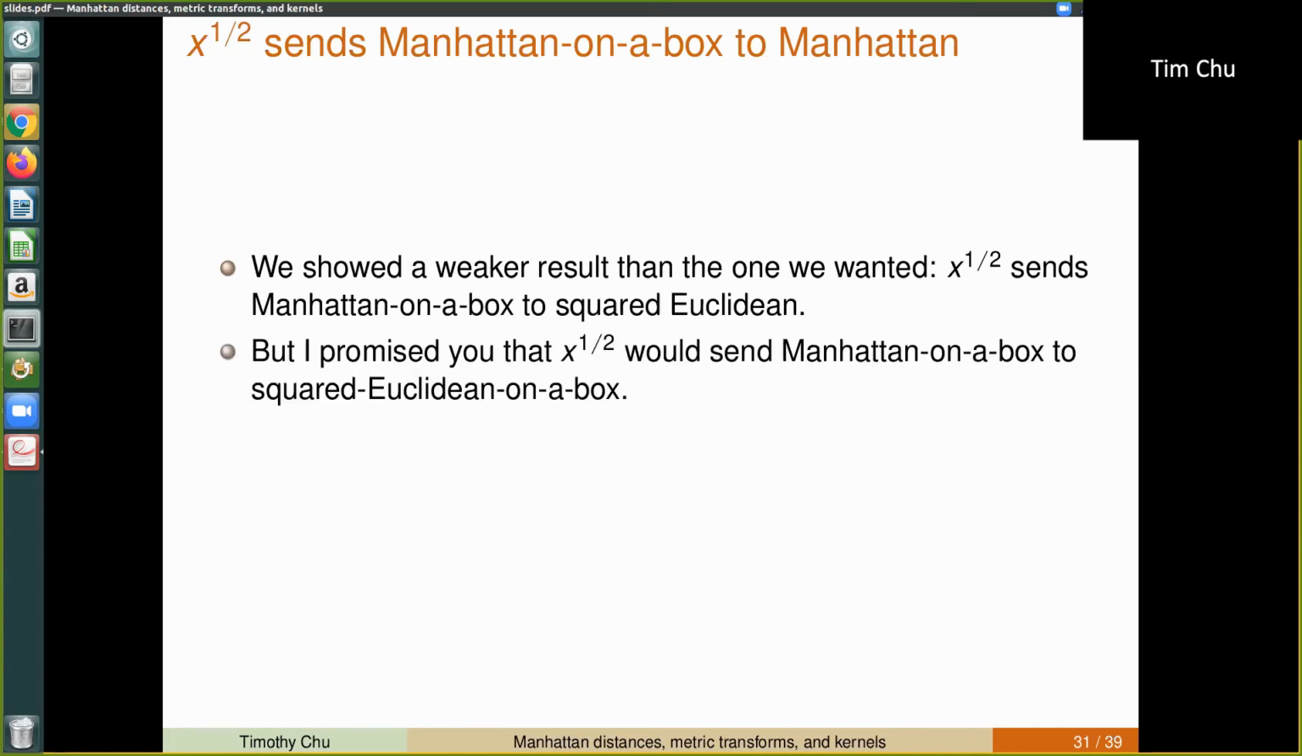But that's not enough. I promised you that it would send Manhattan distance to squared Euclidean distance on a box, which is equivalent to Manhattan distance. So how do we show this? Well, it turns out we can show this by backing out the actual embedding of points.